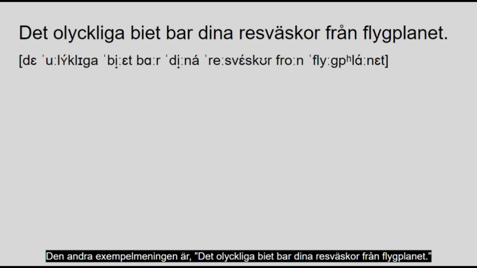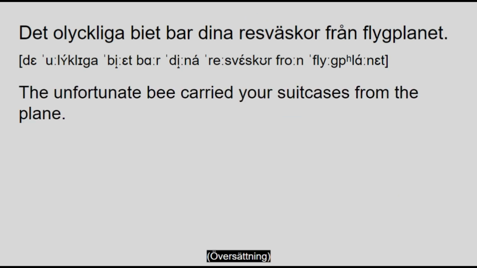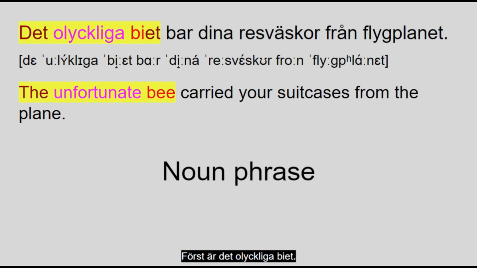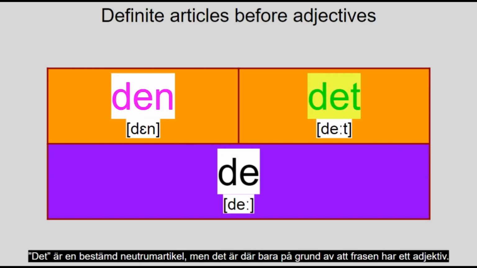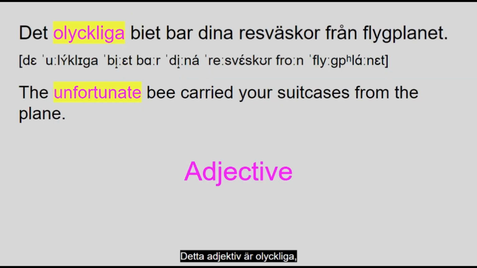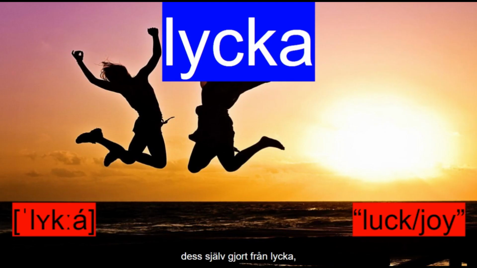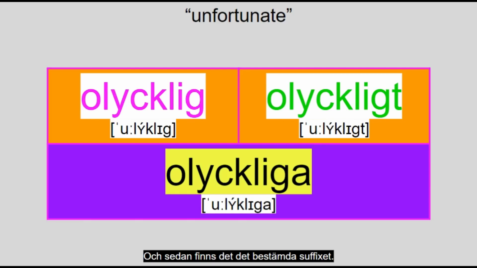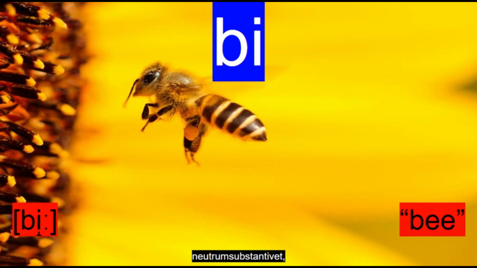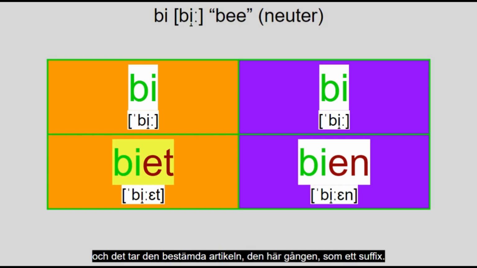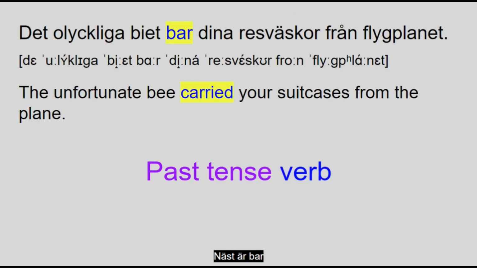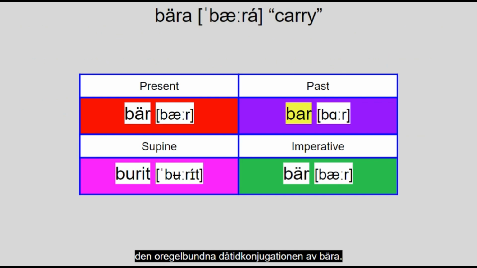The other example sentence is, det olyckliga biet bar dina resväskor från flygplanet. This means, the unfortunate bee carried your suitcases from the plane. First up is det olyckliga biet, the unfortunate bee. Det is a neuter definite article, but it's only there due to the phrase having an adjective. That adjective is olyckliga, and it's formed from o, a prefix meaning not, and then lycklig, which can be either happy or lucky, itself made from lycka, meaning luck or joy, and the adjectival suffix lig. And then there's the definite suffix. The noun in this phrase is bi, the neuter noun meaning bee, and it takes the definite article this time as a suffix. Next, bar is the irregular past tense conjugation of bära, meaning carry.